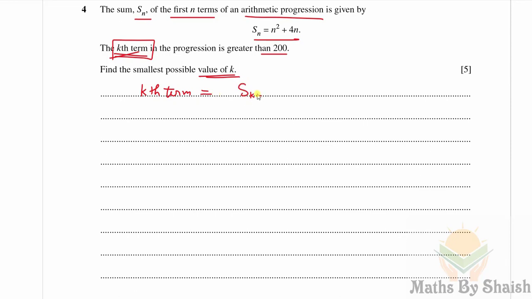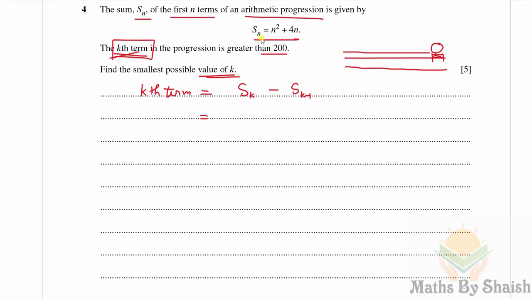kth term: get the sum of first k terms and then subtract the sum of the first k minus 1 terms. If we want to find the kth term, suppose this one is the kth term, and we get the sum of all these and we subtract the sum till here, then we will get the remaining, that is the kth term.